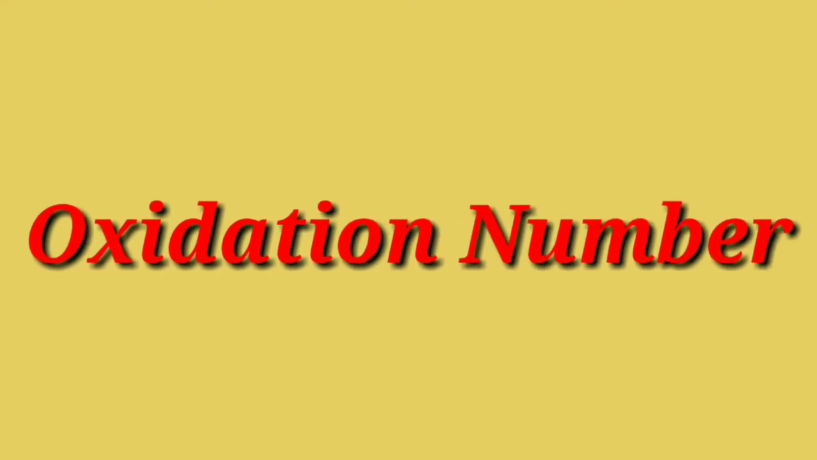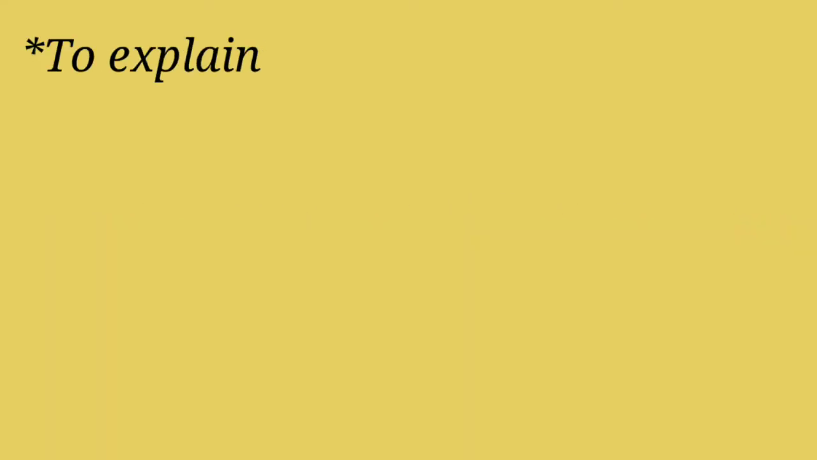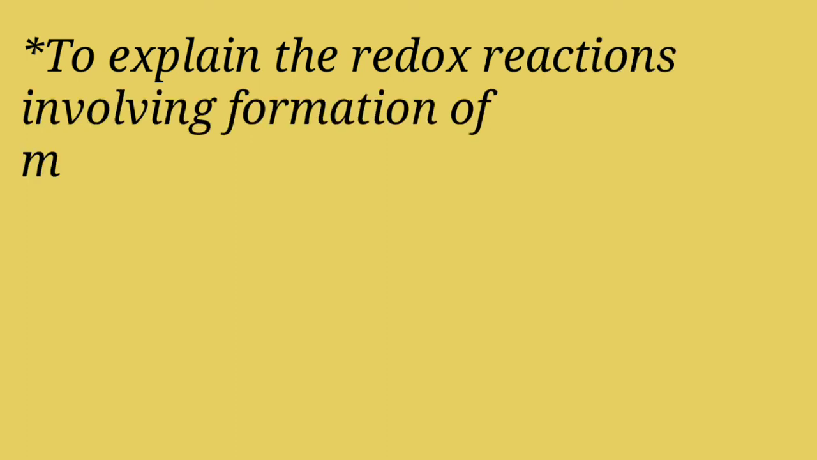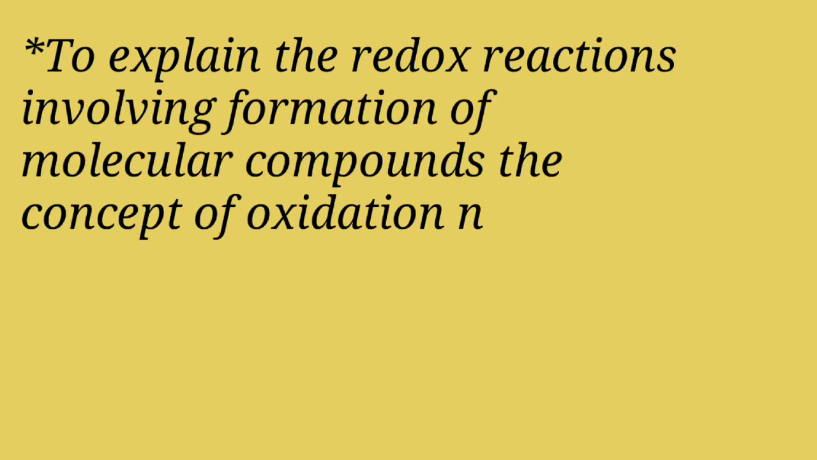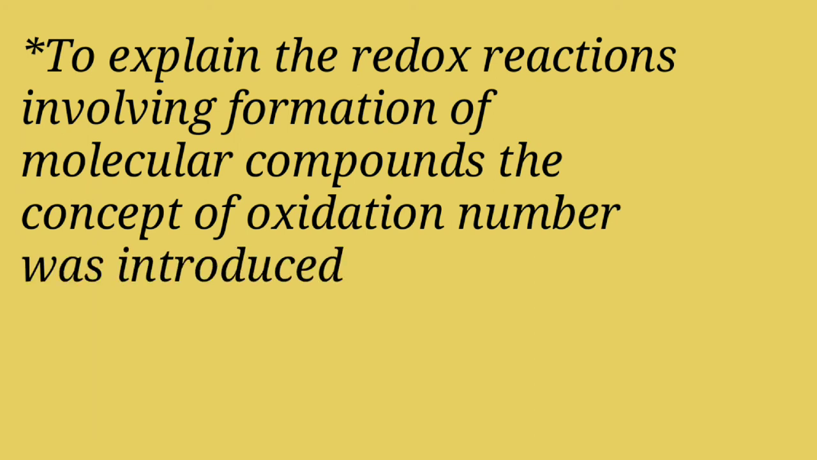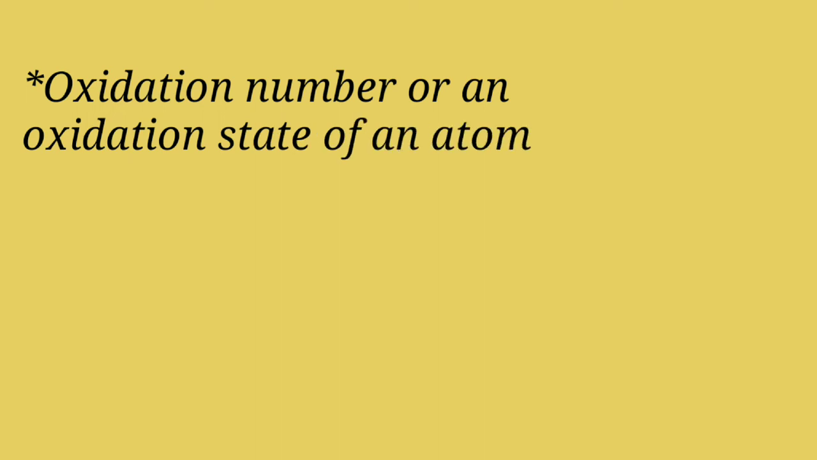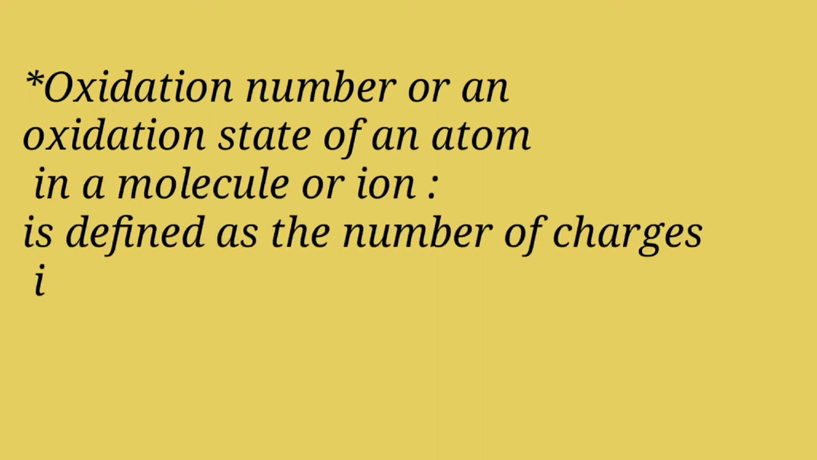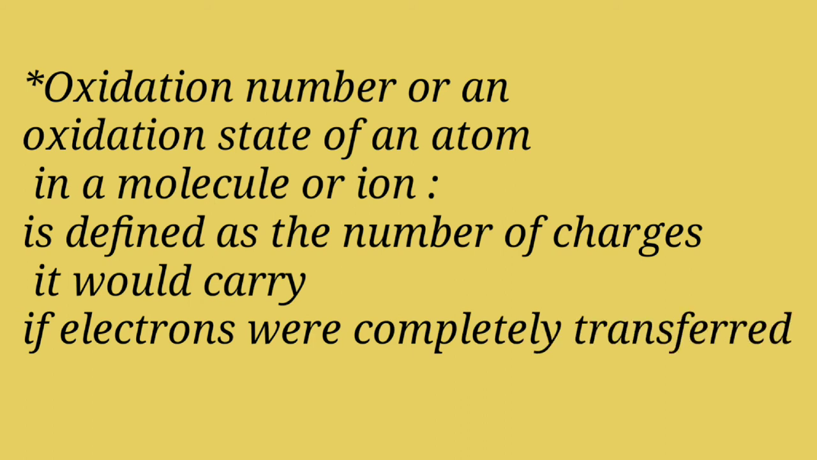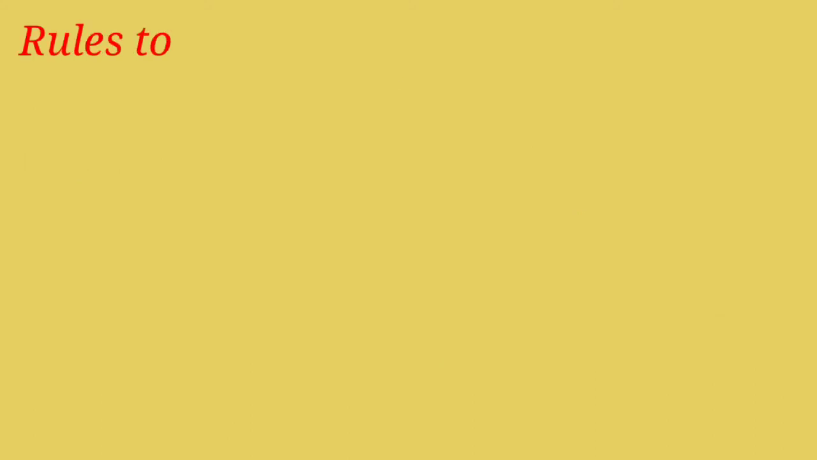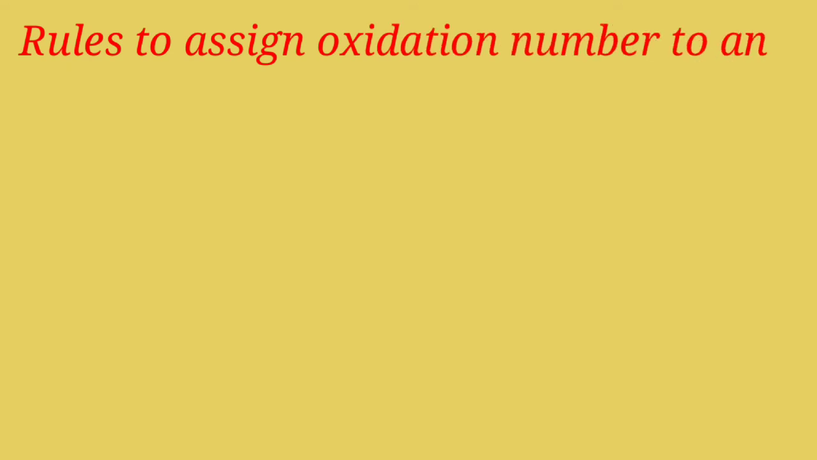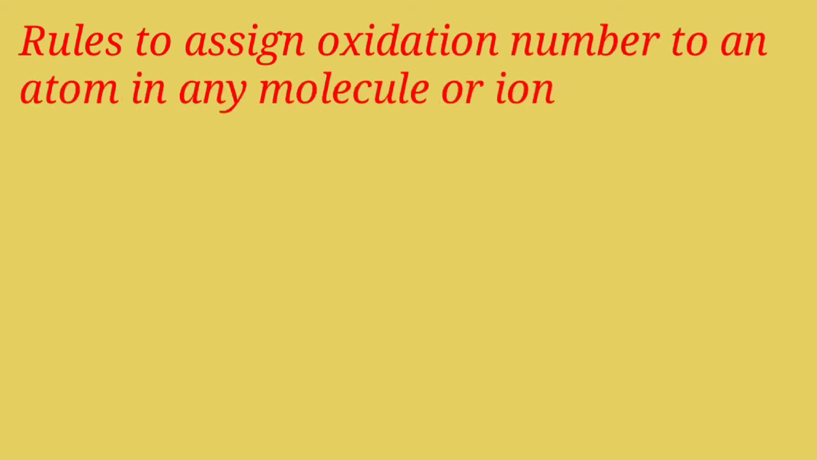Next is oxidation number. To explain the redox reactions involving formation of molecular compounds, the concept of oxidation number was introduced, which has also been proved useful in balancing the redox reactions. So, the oxidation number or oxidation state of an atom in a molecule or ion is defined as the number of charges it would carry if electrons were completely transferred. Now, consider the rules to assign oxidation number to an atom in any molecule or ion.